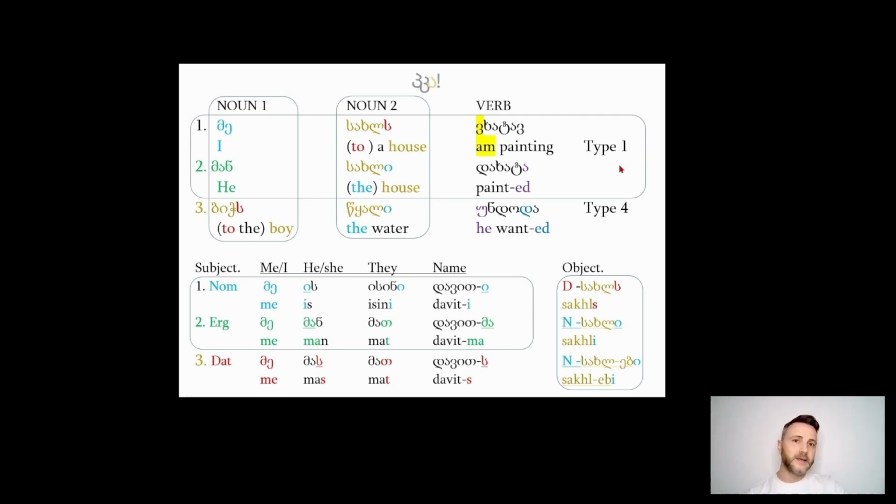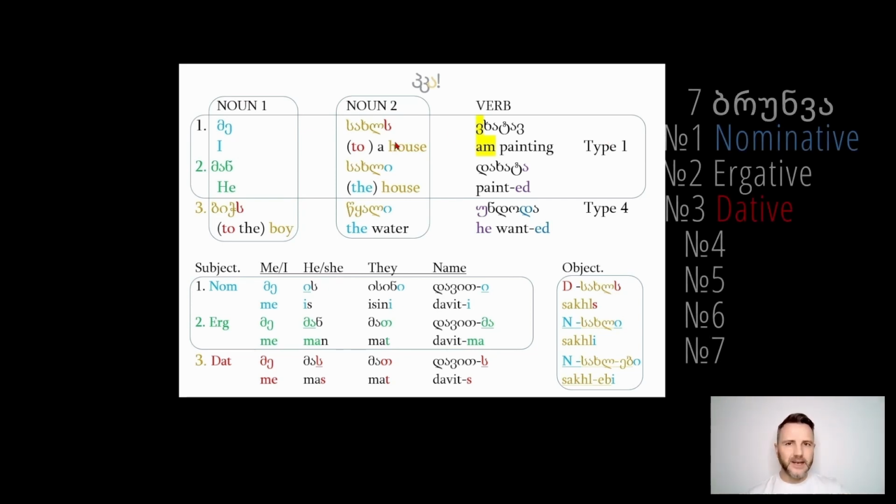Let's look at an example sentence. I am painting a house. It's a type 1 verb. It's transitive. So I'm doing an action on the house. The house is not in the same case. It's dative. Me, nominative. Vocative, Sachels. Dative, house. It's the receiver of my painting. I am the subject. I'm nominative.